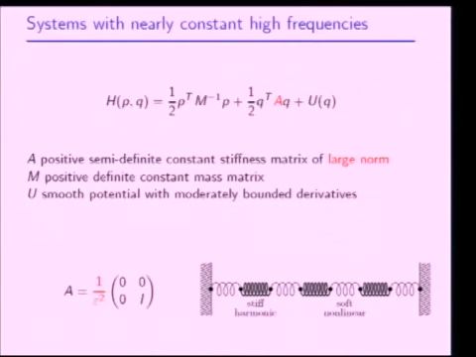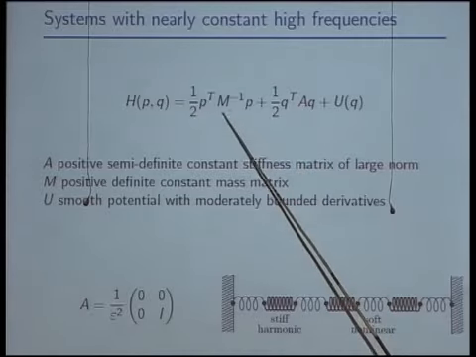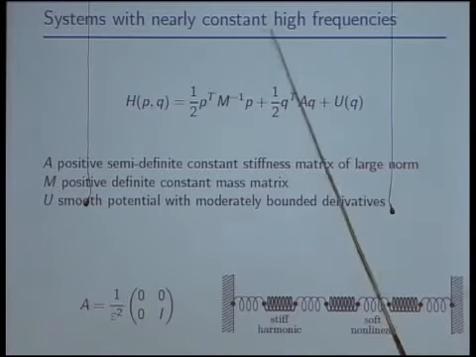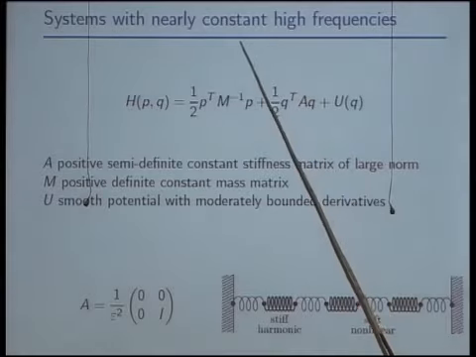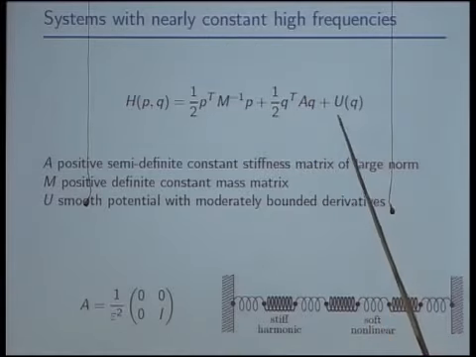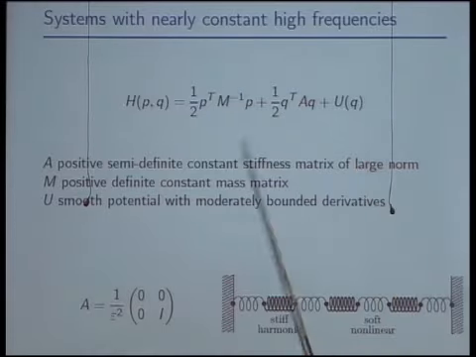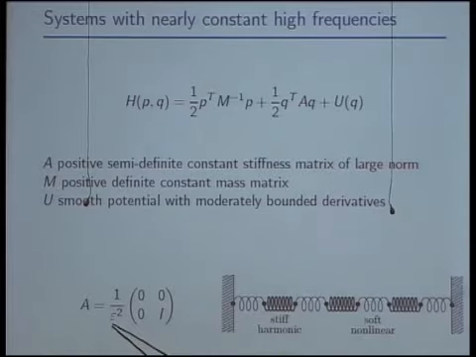Now here, the high frequencies that appear are just small perturbations of the frequencies which correspond to the linear system here. And of course here we have constant matrices M and A, and this leads to high frequencies which are not exactly constant, because in the linearization along a solution the U gives a contribution, but this is a small contribution corresponding to the high frequencies, which are of size 1 over epsilon in this case.